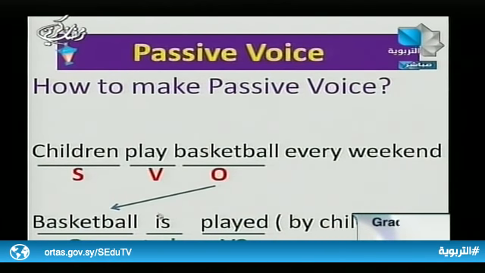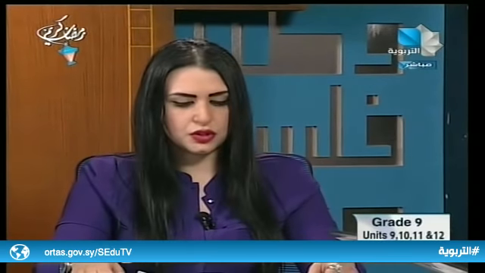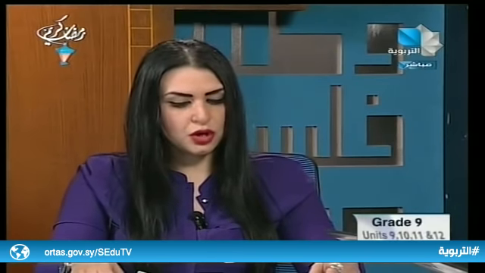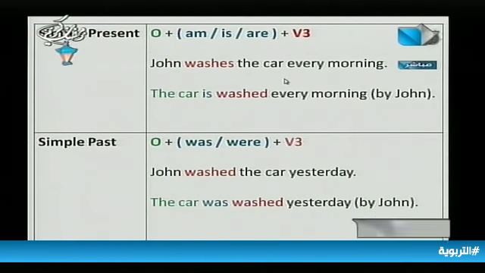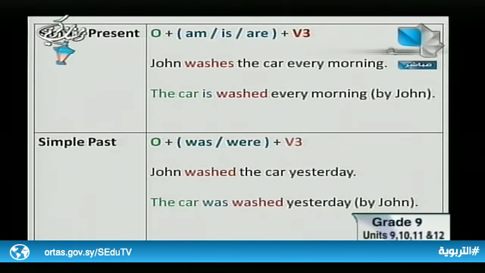We have many tenses. We begin with the simple present, for example, John washes the car every morning. This is an example. How do we transform it into passive voice?